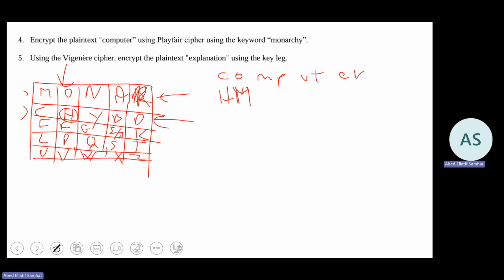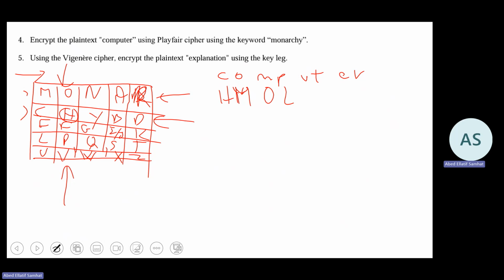Now for MP, remember, M and P. Where is P? Here is P. So M the same line, P the same column, it will be O. And the other one will be L, and so on. You can continue following the same approach. Okay.